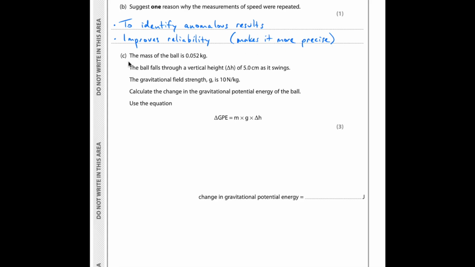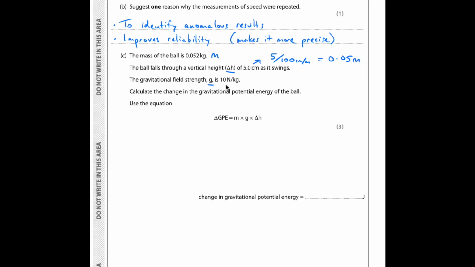Question C. The mass of the ball is 0.052 kilograms, so that's m, mass. The ball falls through a vertical height, delta h, of 5 centimetres. Let's convert that into metres. So 5 divided by 100, because there's 100 centimetres in a metre. So that'll come out as 0.05 metres.